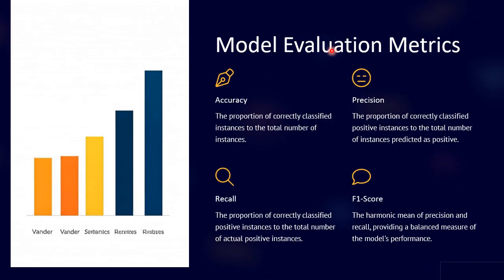Let's see the evaluation metrics. There are many types of evaluation metrics. The top four are accuracy, precision, recall, and F1 score. Let's discuss accuracy. It's basically the total number of correctly classified instances. And precision. Precision is nothing but, of the total instances predicted as positive, how many are actually positive. And the recall. Recall is nothing but the total number of actual positive instances correctly identified. So let's see the F1 score. It's nothing but the harmonic mean of precision and recall, providing a measure of model performance.